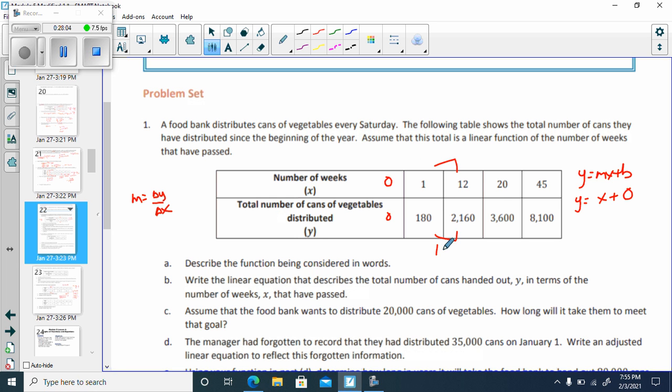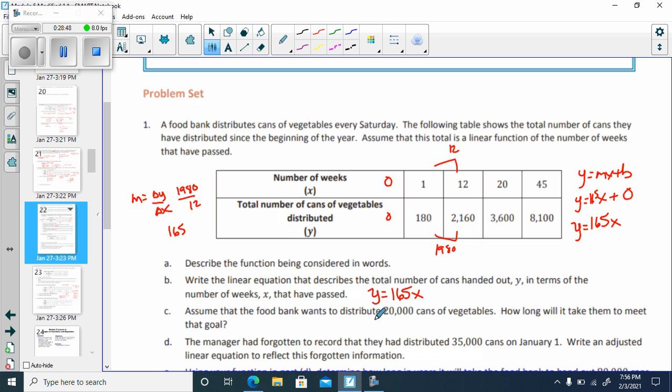That would be 1,980 over 12 minus 1, which is 12. 1,980 divided by 12 would give us 165. So what they're saying is you're distributing 165 cans each week, all right? So y would be equal to 165x plus 0. This means the total number of cans you distributed would be equal to 165 cans per week times the number of weeks that you've been giving them out. y is equal to 165x.